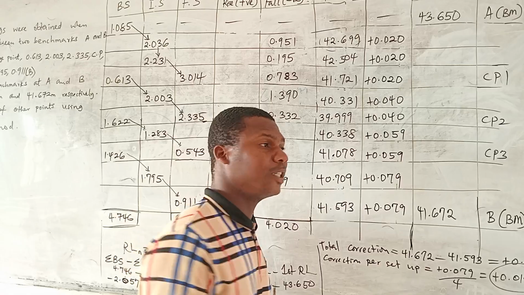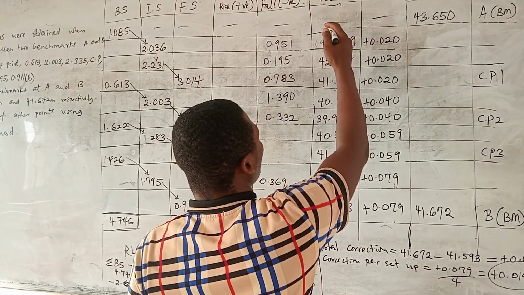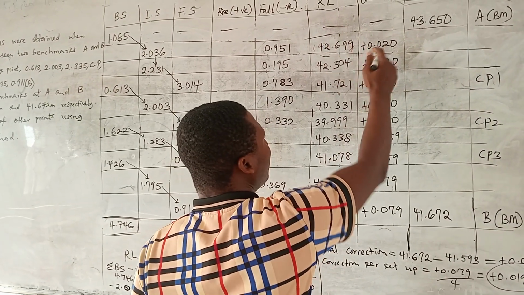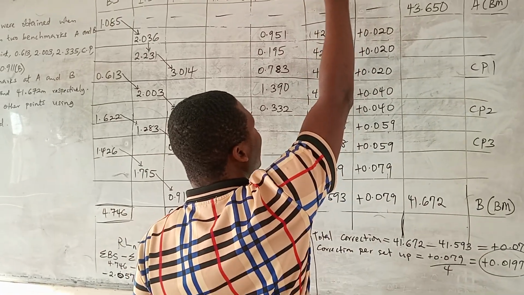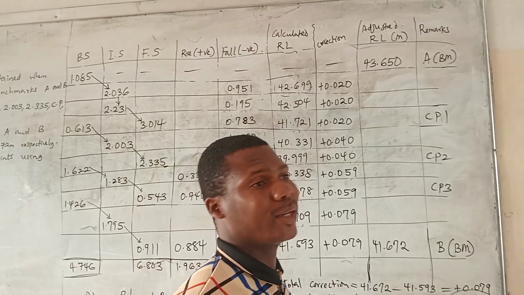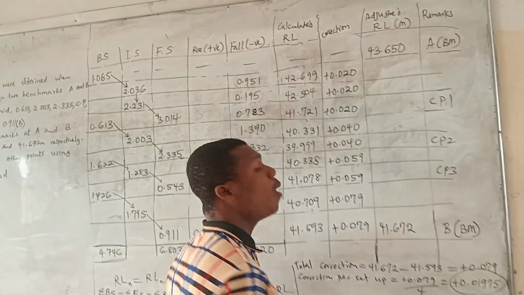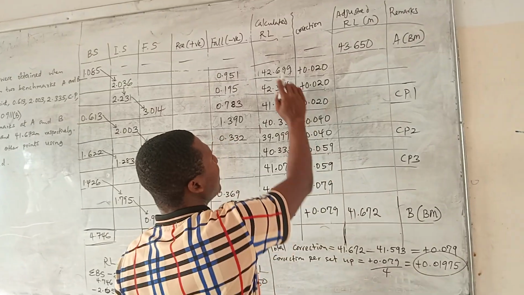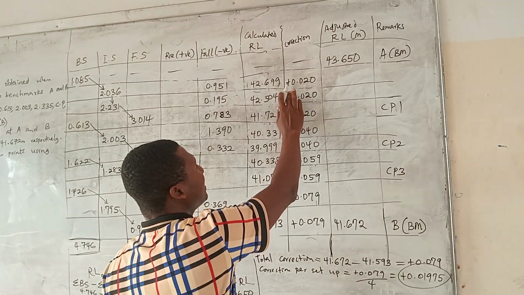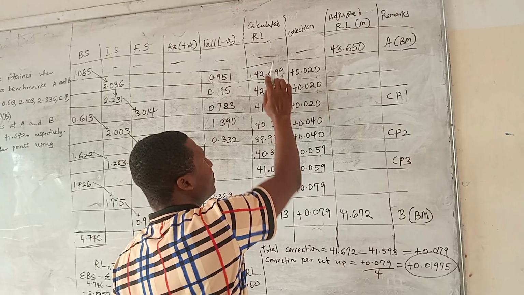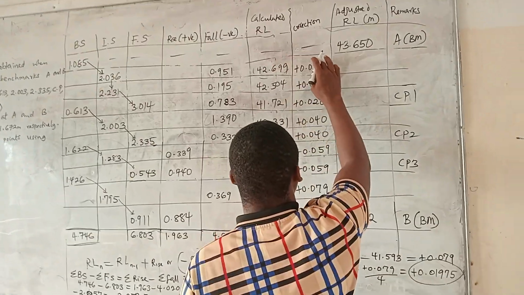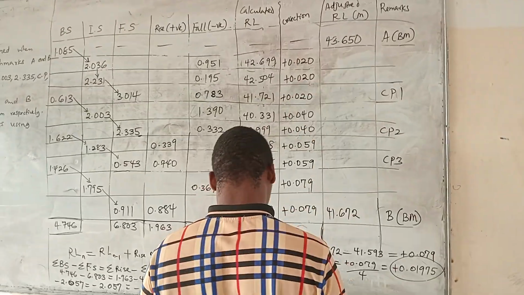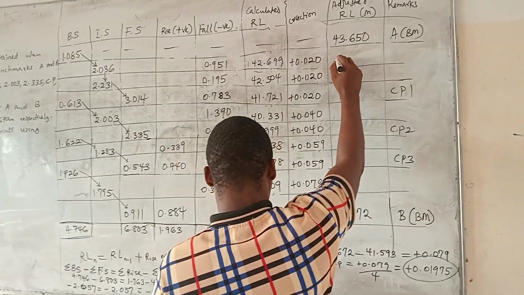The next thing you will be doing now is add these 2 columns. You are adding the value you have under calculated reduced level to the one you have under correction to get the adjusted reduced level. But be careful, follow the sign strictly. This one now, you add them. If it is negative, you subtract this from this one. So since it is positive, this one plus this, you have the corrected reduced level here to be 42.719.